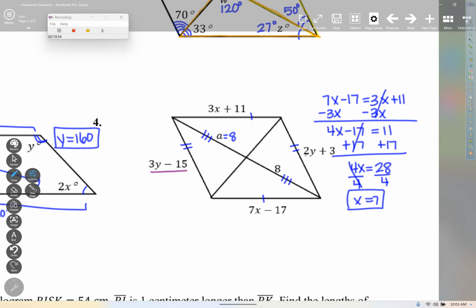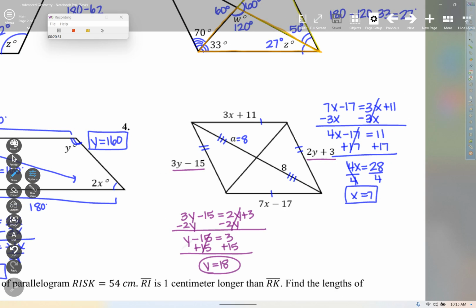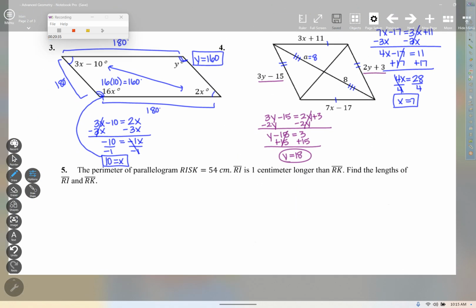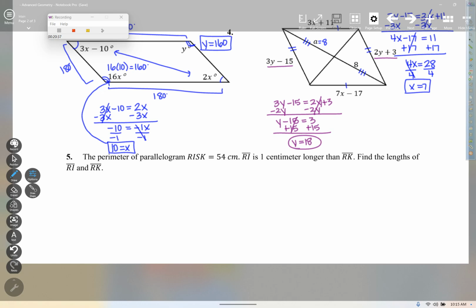We'll subtract 2y, and we get y minus 15 equals 3, and then we add our 15. So y equals 18. And we're done. Okay? You guys are doing great. The last one, we're to the last one.